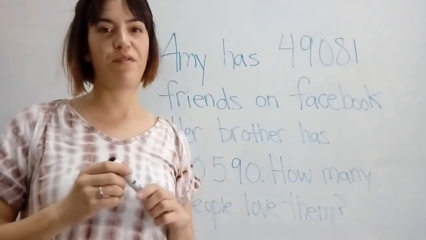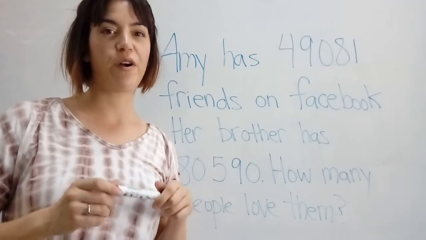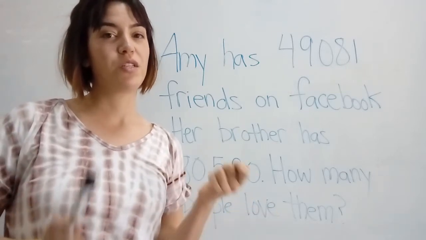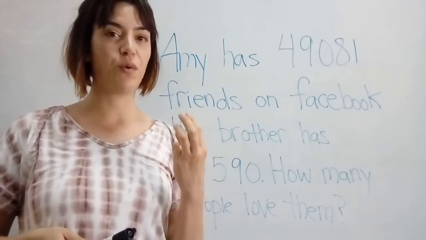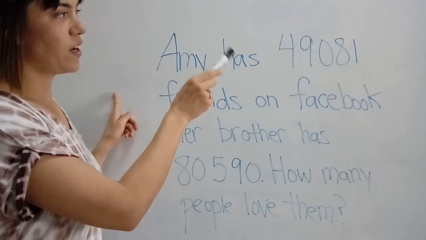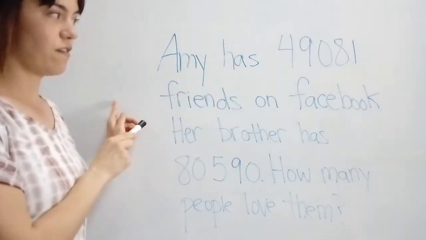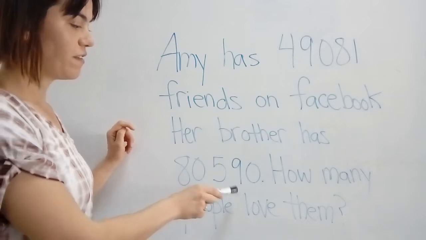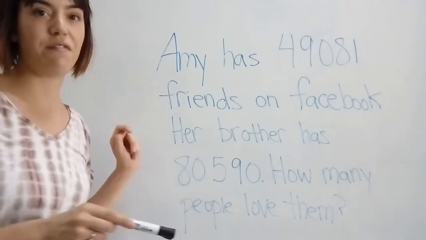For this math review, we're going to start with word problems. So the first thing with the word problem, you need to read it 1, maybe 2 or 3 times to understand it. So Amy has 49,081 friends on Facebook. Her brother has 80,590. How many people love them?